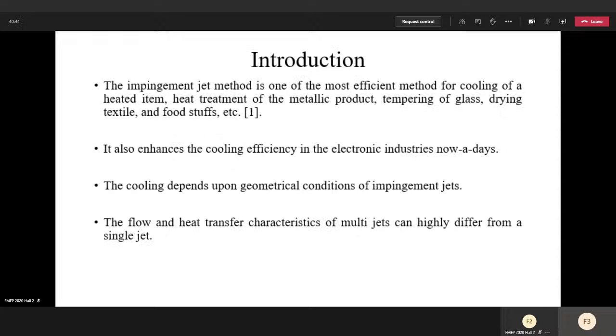Let's come to the brief introduction of the impingement jet cooling. The impingement method is one of the efficient methods for cooling of a heated item, heat treatment of the metallic product, tempering of glass, dyeing, textile and food stuff. It also enhances the cooling efficiency in the electronic industries nowadays. The cooling depends upon the geometrical condition of impingement jets. The flow and heat transfer characteristics of multi-jets can highly differ from a single jet.